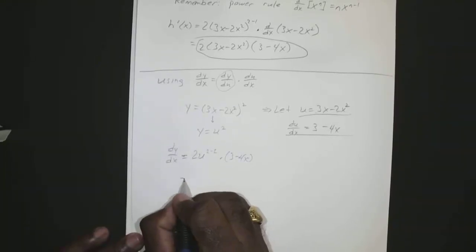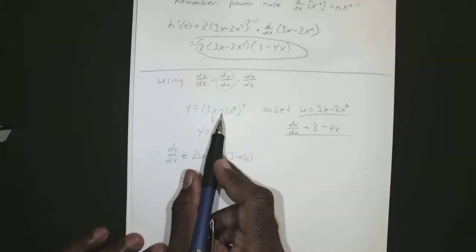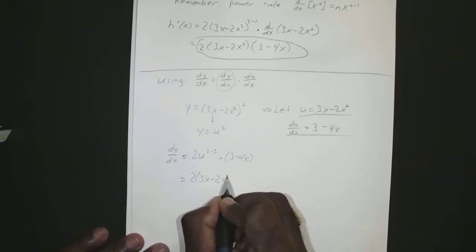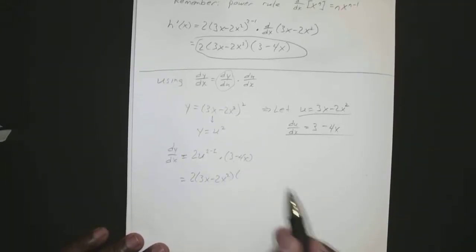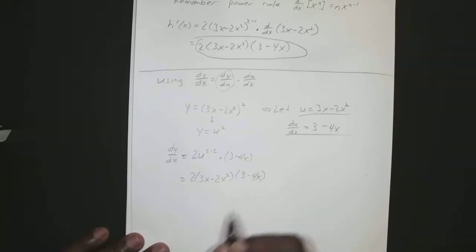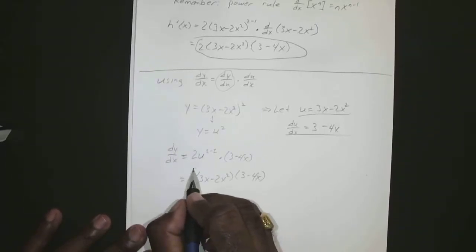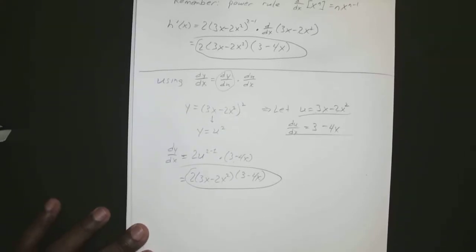Okay. So if we go ahead and substitute our u back to 3x minus 2x squared, we get 2 times (3x minus 2x squared) times (3 minus 4x). You see why this isn't used that often, because it's a little more cumbersome. But it's the same general idea. All right. Any questions on that one?